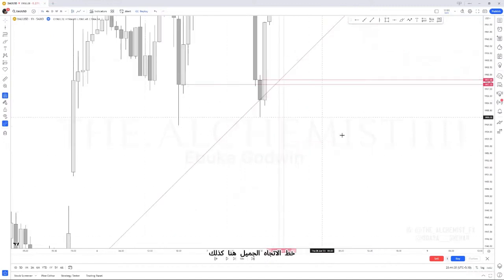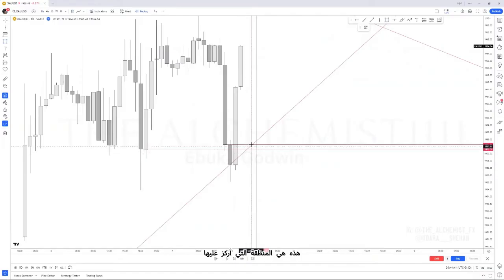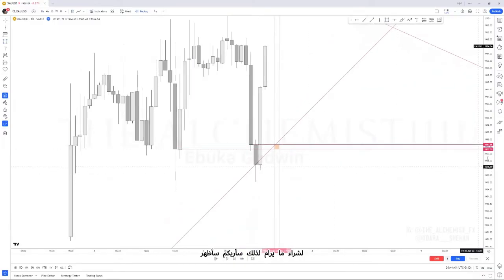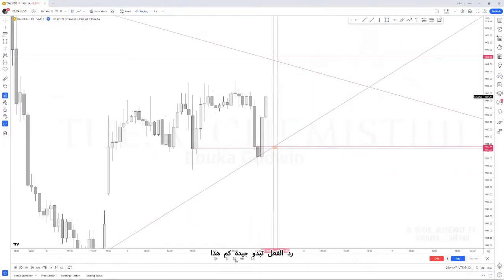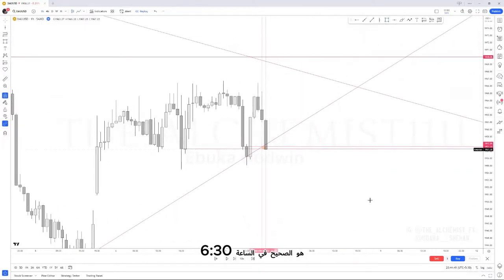We had this beautiful trend line in here as well. So this is the zone that I'm focusing on for buys. Okay, I'll show you all of that. And then did you see the reaction? Look how good this is. Right at 6:30 p.m. we got into the zone.